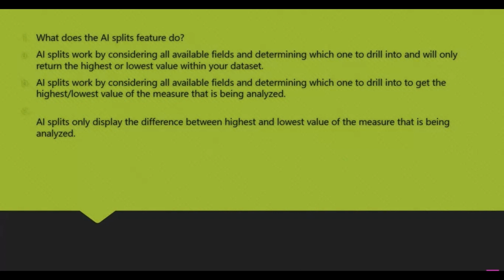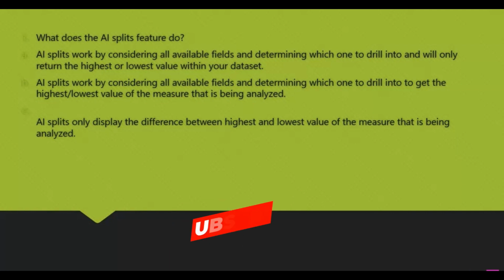What does the AI splits feature do? The AI splits work by considering all available fields and determining which one to drill into, and will only return the highest or lowest value within your data set. No. AI splits work by considering all available fields and determining which one to drill down into, to get the highest and lowest value of the measure that is being analyzed. Perfectly, yes. That is the use of an AI split: to drill down into the highest or lowest value by the measure which you are analyzing.